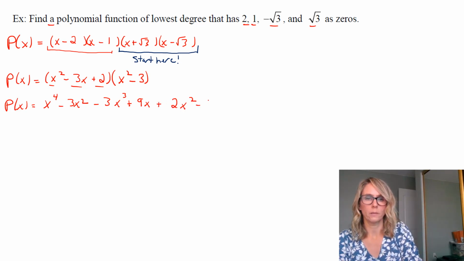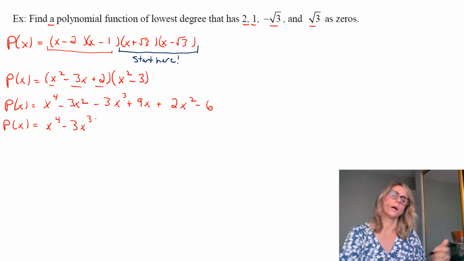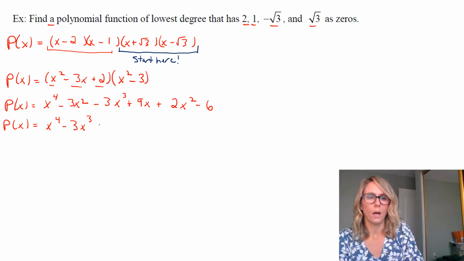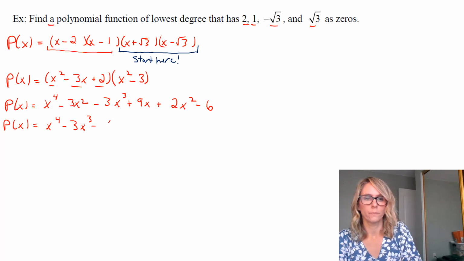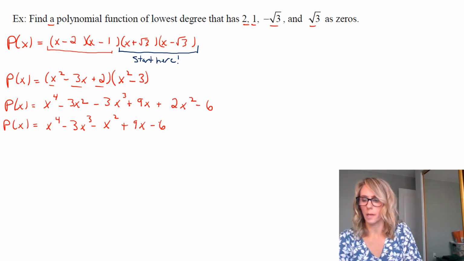Then I'm going to take my 2 and multiply it by both terms in my binomial. 2x squared minus 6. Now I'm going to see, is there anything I can combine? So I have x to the 4th. I'm going to also put it in order, just because that's what a polynomial is, descending degree. I can combine the minus 3x squared with a positive 2x squared. I've got a plus 9x. I've got a minus 6.